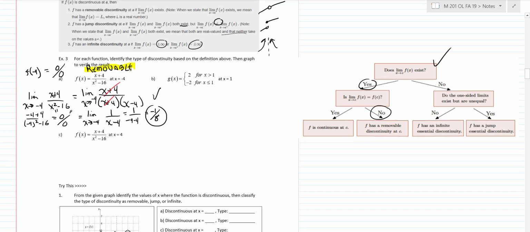Okay, that's how that goes. We're trying to see if the limit exists. If it does, see if it's the same as the function value. If it was the same, then it would be continuous. It would basically satisfy all the conditions of continuity.